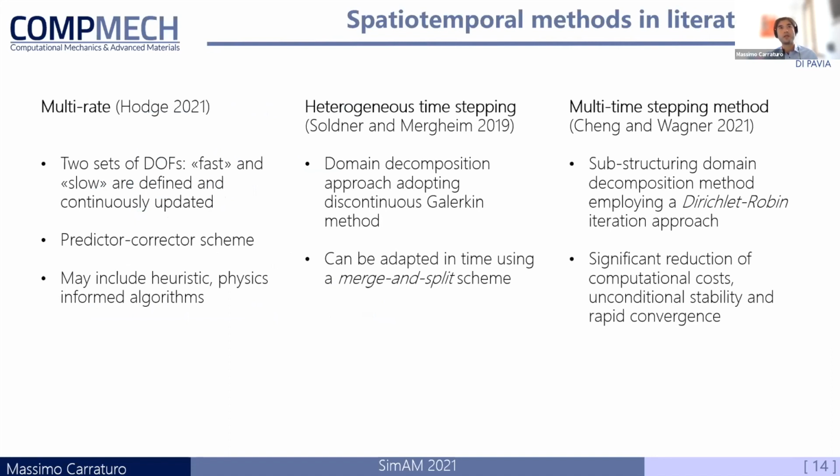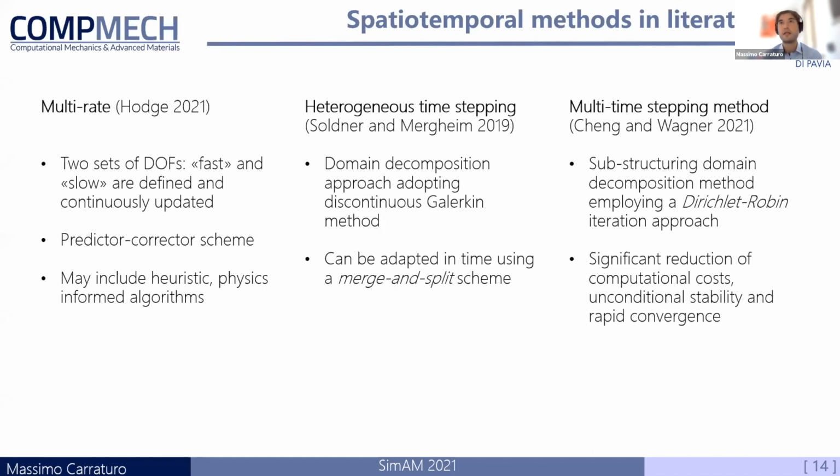We have found the multi-rate model proposed by Hodge in 2021, where the model considers 2 different sets of degrees of freedom, a fast set and a slow one that has to be continuously updated by means of a predictor corrector scheme in order to correctly follow the laser movements. Another method that we have found is the local time stepping proposed by Soldner and Mergheim in 2019. They employ a domain decomposition approach together with a discontinuous Galerkin method that can be adapted in time using a merge and split scheme.